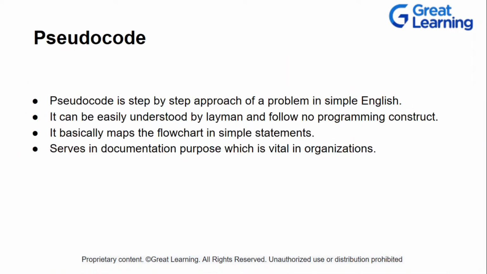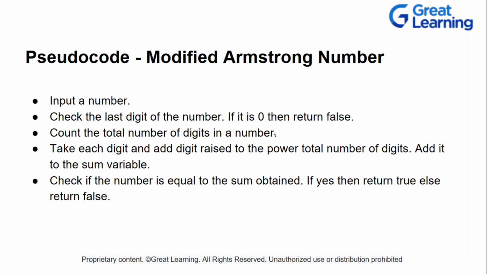Now this is the same thing, the step-by-step approach, but written in English. Earlier it was in the form of pictures. Now I'm writing it in English, which is easily understood by a layman, and no programming construct is followed in it. That means we won't be using programming constructs like the var keyword, int type, or System.out.println in Java, or printf in C or cout in C++. It is a simple transformation of the flowchart into simple statements. Whenever you're documenting, pseudocode is very important. Now let me just show you. It will be easier for you to understand.